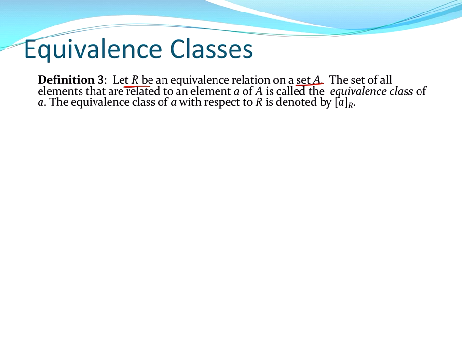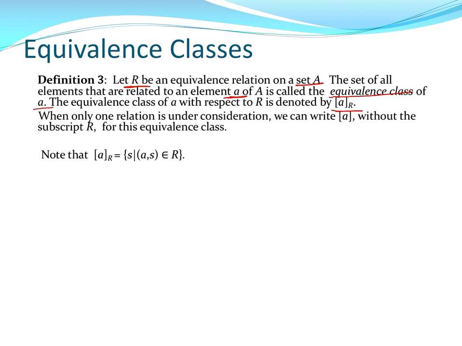We say that all elements related to a specific element a are called the equivalence class of a. We have a symbol for that: it's the a enclosed in brackets. And if needed, we will reference the relation, but if we only have one relation in mind, we can drop the R. One way to write this would be the equivalence class of a with respect to R is the set of all elements s such that (a, s) is an element of R.